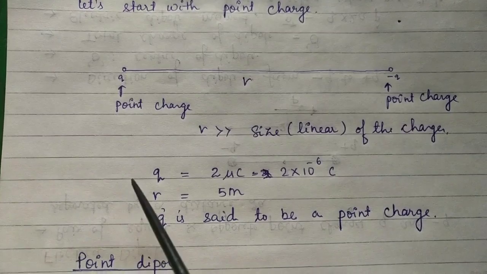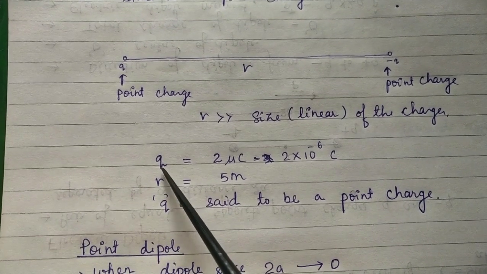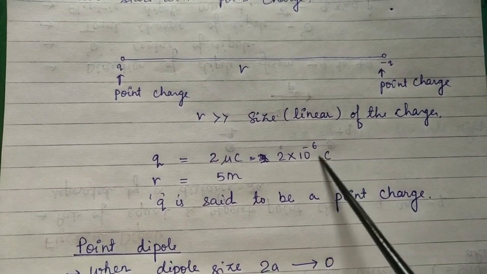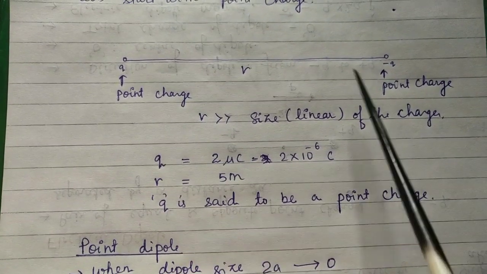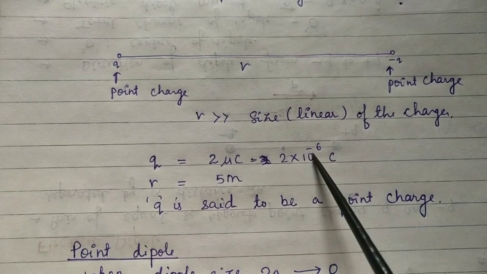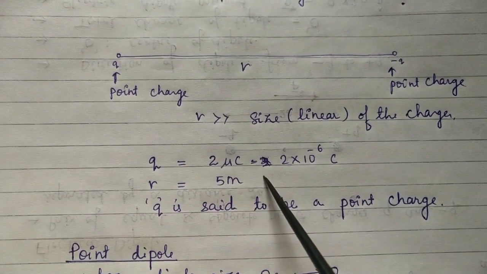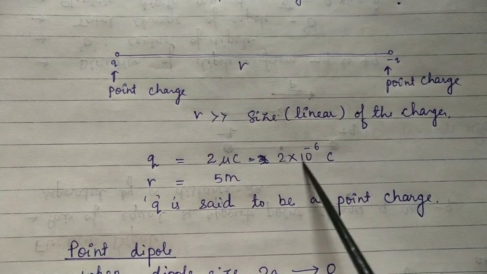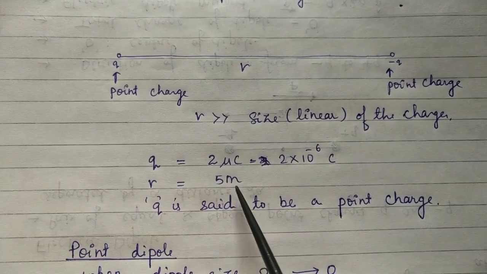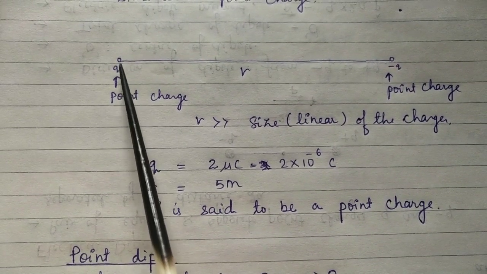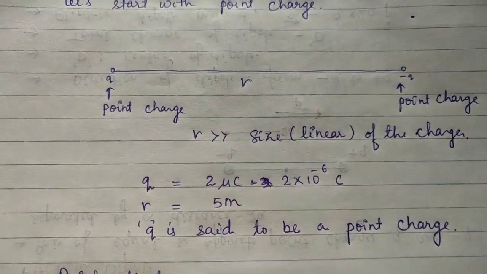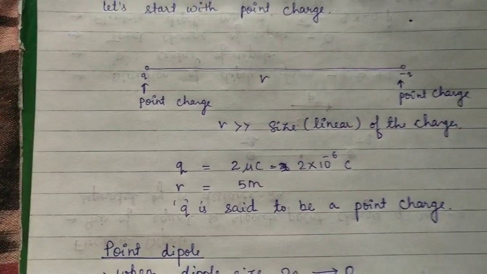For that, we'll compare with this situation. For example, let us take the charge to be 2 microcoulomb. 2 microcoulomb means 2 into 10 to the minus 6 coulomb. So the order is minus 6, and if the separation between these two charges is 5 meter, if you compare these two quantities, there is a huge difference. That means the charges are too small but the separation is too big, so we can consider the charge to be a point charge. They are very small compared to the distance.